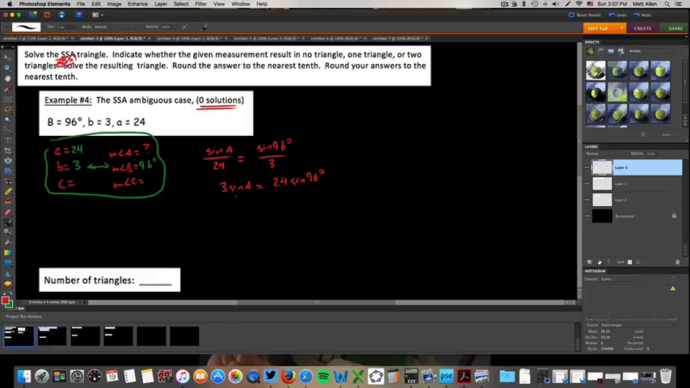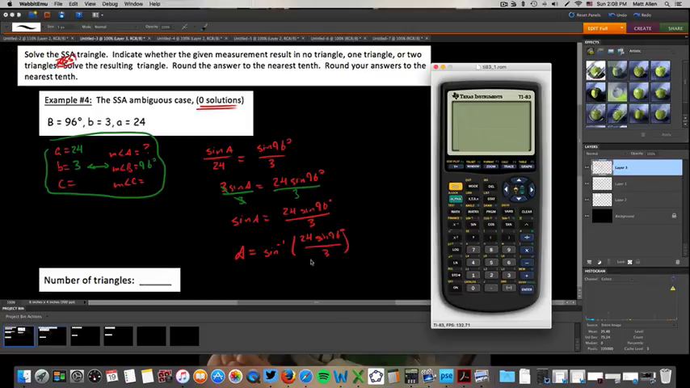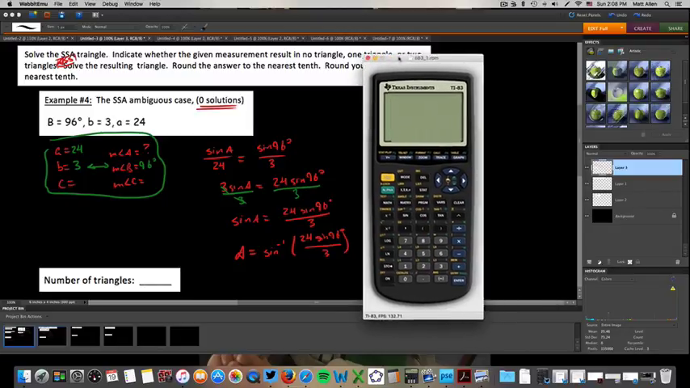Now, our plan here is to get sine by itself and then undo it with an inverse sine so that we can get back to the angle. By dividing both sides by 3, we get our sine isolated, and then our next move is to take the sine inverse of both sides. So we could say that A is the sine inverse of this quantity here, 24 sine 96, all over 3. As I've done in the past, I like to get this inner quantity first and then take the sine inverse of it.